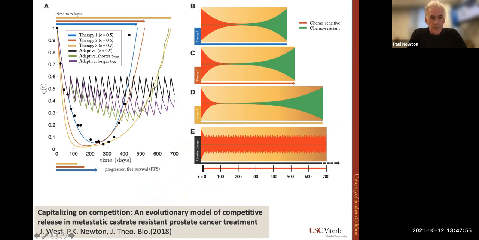So the dots are the patient data for one example, the prostate cancer patient, where the tumor responds nicely to chemotherapy, and then because of competitive release, it starts to grow again. And what we do is we compare that with different kinds of treatments. For example, therapy 1, therapy 2, and therapy 3, which basically are maximum tolerated dose therapies, don't work so well. Whereas our evolutionary cycle, our adaptive therapies work much better in the sense that they keep the tumor from growing too large.